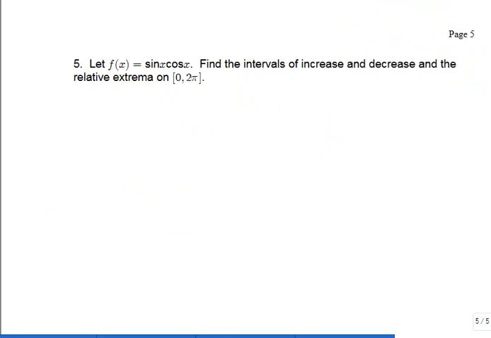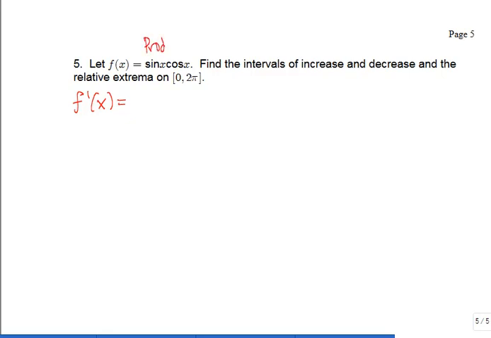Okay, on this last example, we're going to do the same thing again, but this time we're going to do it with a trig function. So here my function f is sine x times cosine x, and we want to find the intervals of increase and decrease and the relative extrema on the interval 0 to 2 pi. So always start with that first derivative, f prime of x, to find those critical points. Now be careful here. This is sine of x times cosine of x.